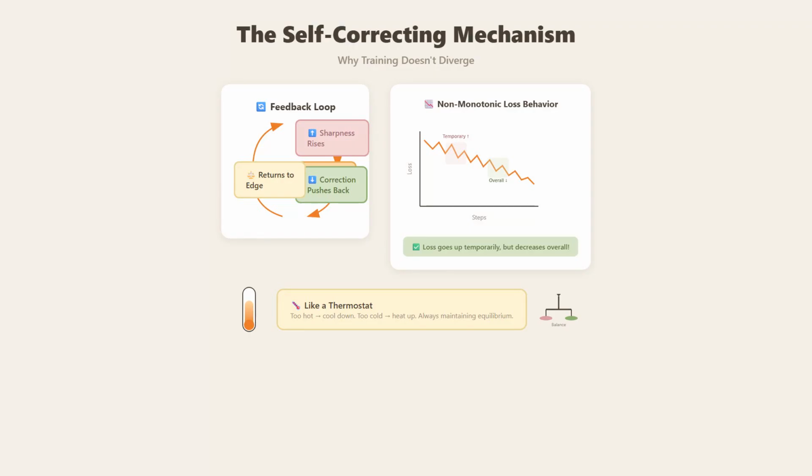The key insight here is that training loss can temporarily increase, and that's okay. Non-monotonic loss behavior is a feature, not a bug. The temporary increases are the self-correction mechanism in action, allowing the network to ultimately find better solutions than if it had stayed in the stable regime the entire time.